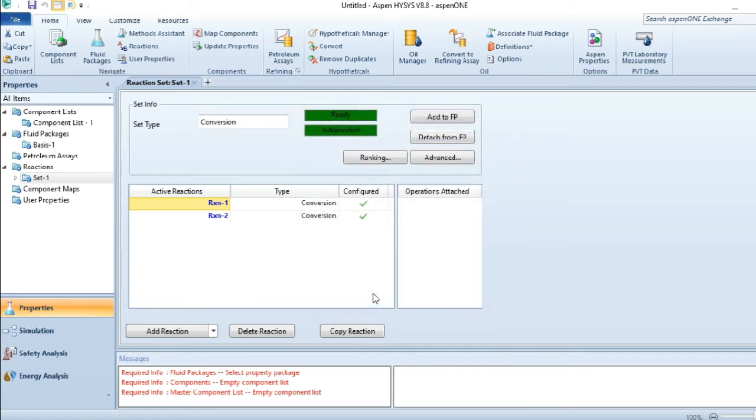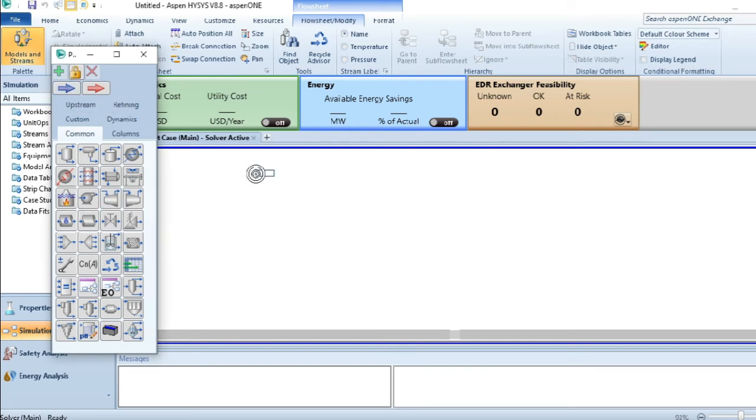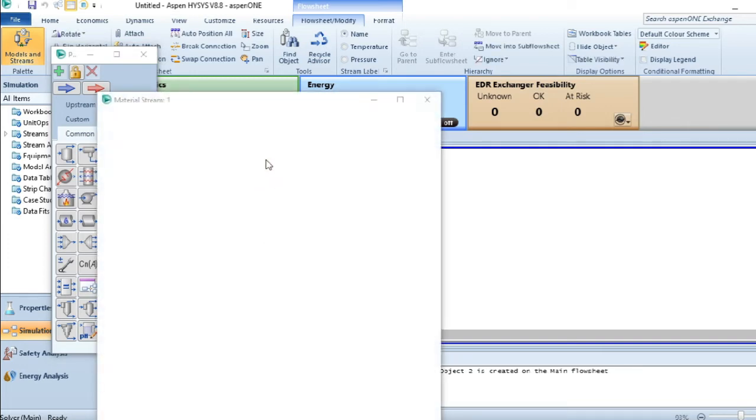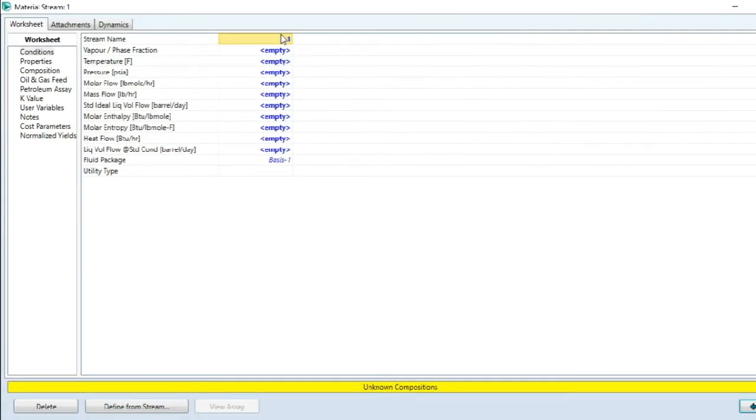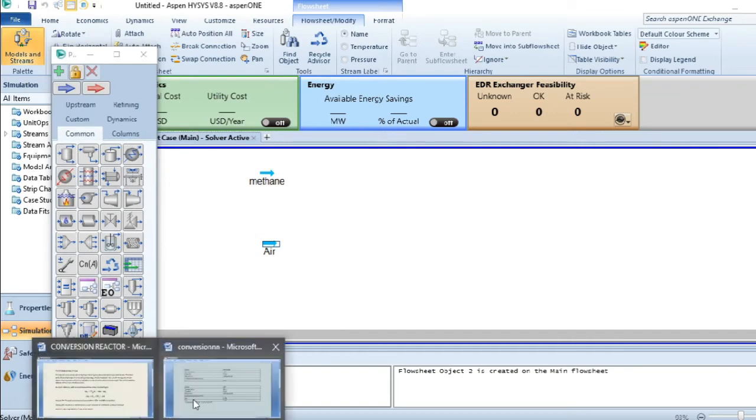You have to add the reaction to the equation of states which you are using. So I now go to my simulation. I have 2 streams. The first stream is methane. The second stream is air. So we have to consult back the question.